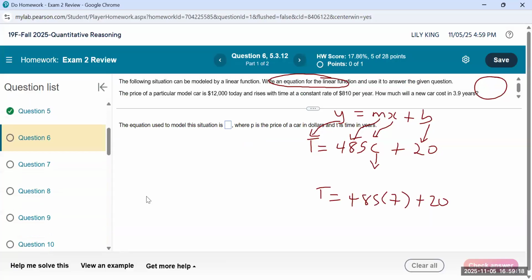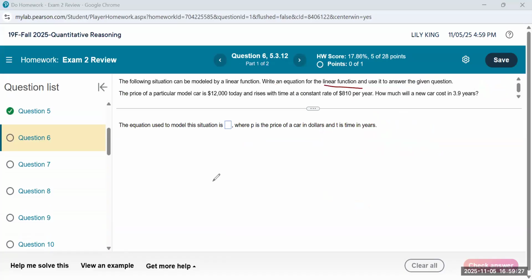Now, question 6. The following situation can be modeled by a linear function. For a linear function, we have to use y equals mx plus b. So to construct an equation for the model, we need to find the recurring change, which is our m. The recurring change in the problem is $10 per year. That is the rate of change.